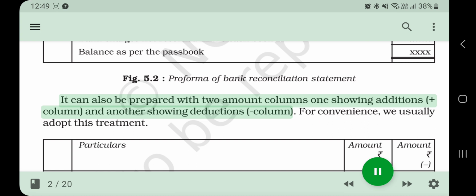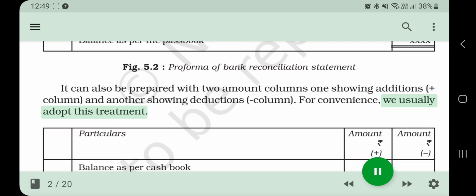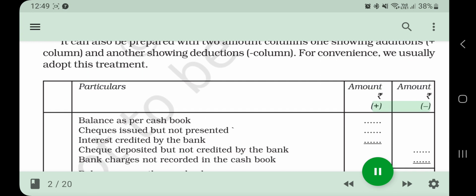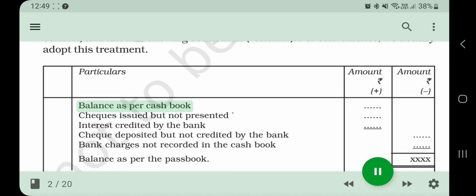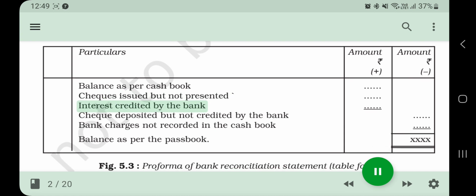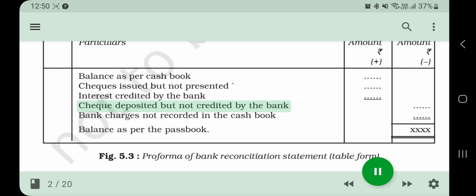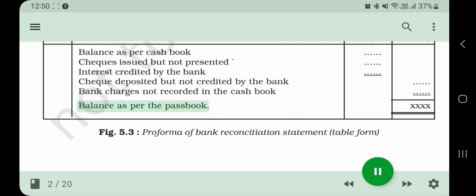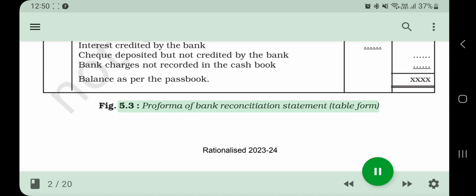It can also be prepared with two amount columns, one showing additions, the plus column, and another showing deductions, the minus column. For convenience, we usually adopt this treatment. Particulars, amount plus, amount minus. Balance as per cash book. Checks issued but not presented. Interest credited by the bank. Checks deposited but not credited by the bank. Bank charges not recorded in the cash book. Balance as per the passbook. Fig. 5.3. Pro forma of bank reconciliation statement, table form.